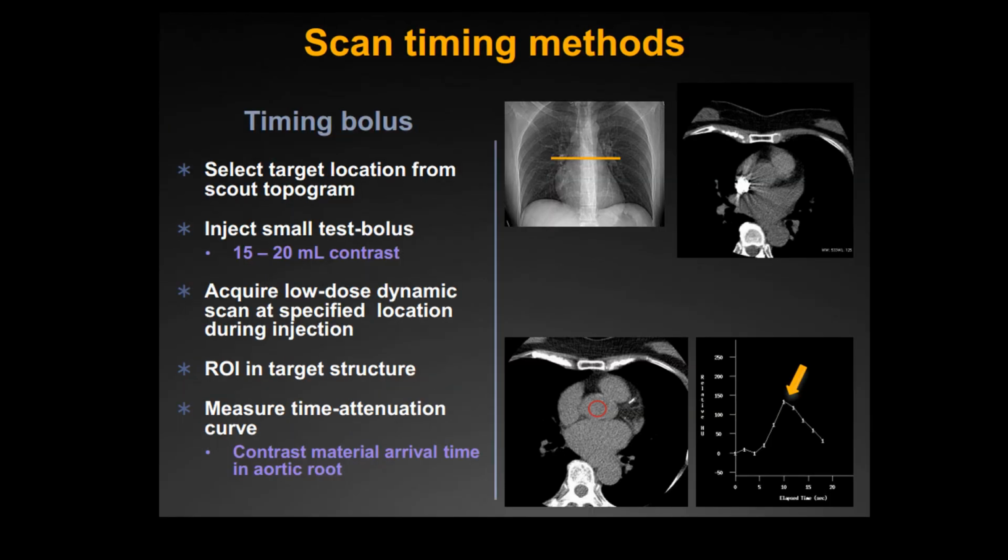One method for setting the scan timing is to select a target location from our scout, shown here, and then inject a small test bolus of 15 to 20 milliliters of contrast. A low-dose scan is performed right at that location that we specified from the scout. An ROI is drawn in a target structure, shown here, like at the aortic root, and then the time it takes for that structure to reach its peak attenuation is plotted in a curve, shown here.